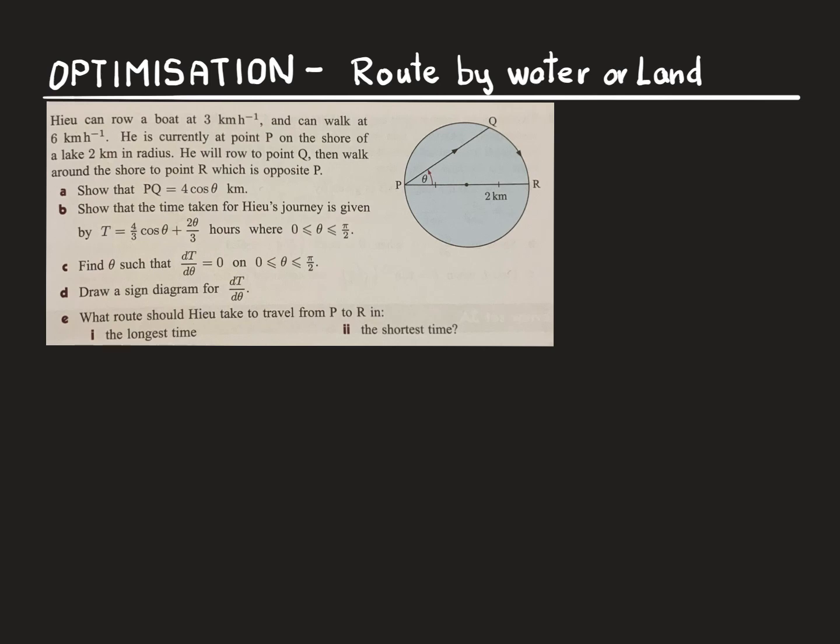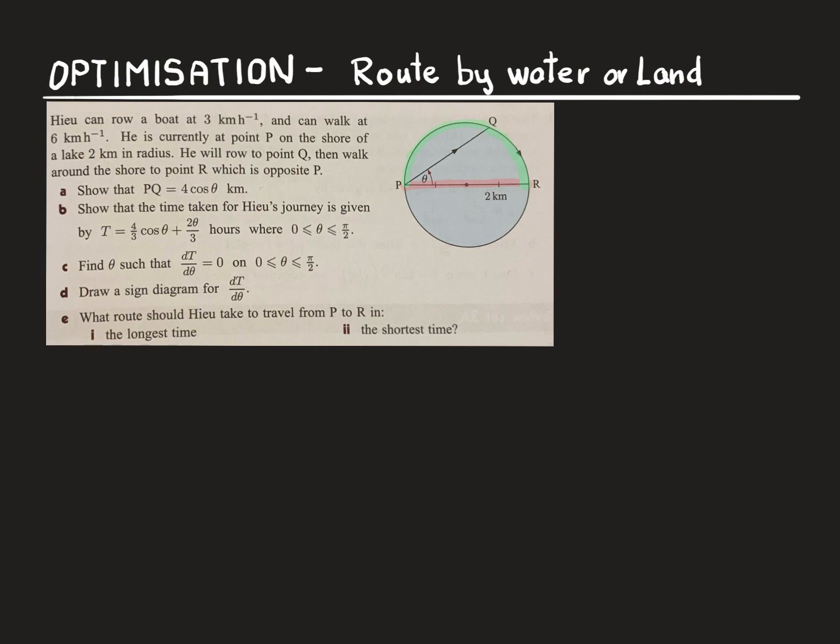This problem is mainly about Hugh and the time taken for his journey, given that he is either crossing the lake from P to Q to R, or walking around the perimeter of that circle all the way up to R. The alternative, of course, is that he does a bit of both.